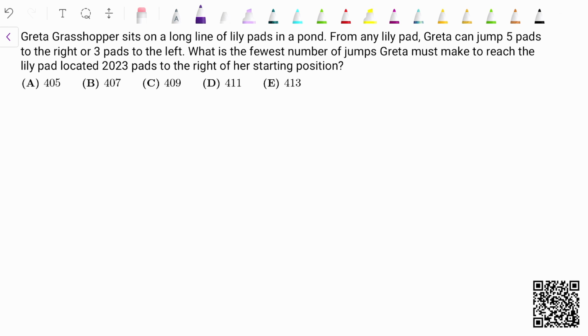Greta Grasshopper sits on a long line of lily pads in a pond. From any lily pad, Greta can jump 5 pads to the right or 3 pads to the left. What is the fewest number of jumps Greta must make to reach the lily pad located 2,023 pads to the right of her starting point?